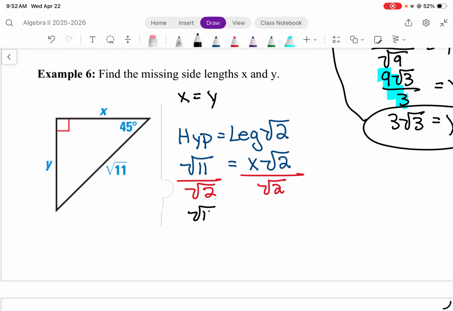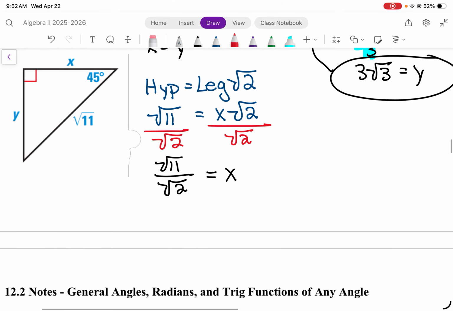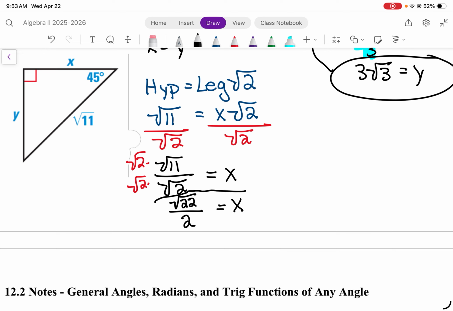So I have square root of 11 over square root of 2. And then we need to rationalize. On the top, I can multiply the two numbers together because they're both under a square root. And the square root of 2 times the square root of 2 would be the square root of 4, which I know simplifies to 2. This cannot be simplified further because the number on top is under a square root and the number on the bottom is not. So you just leave it as the square root of 22 over 2.